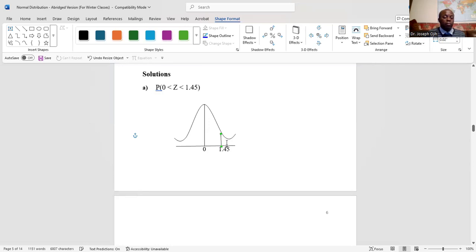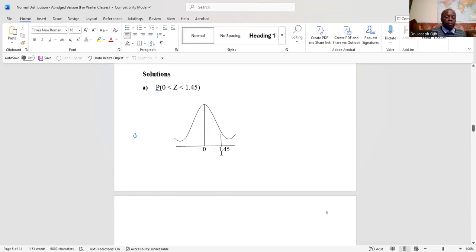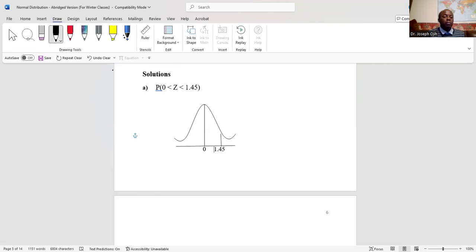Let me fix this. 1.45. See between that. So you can just draw the line. See between them. Just shade it. Now with that, you can find the area.